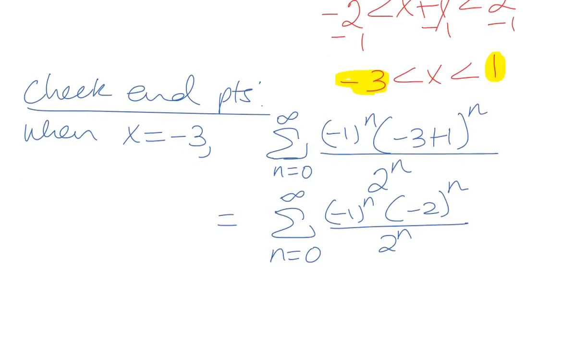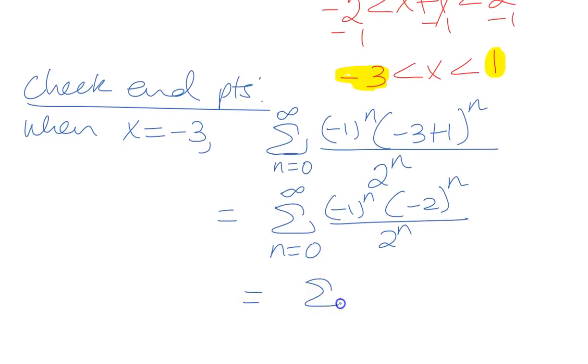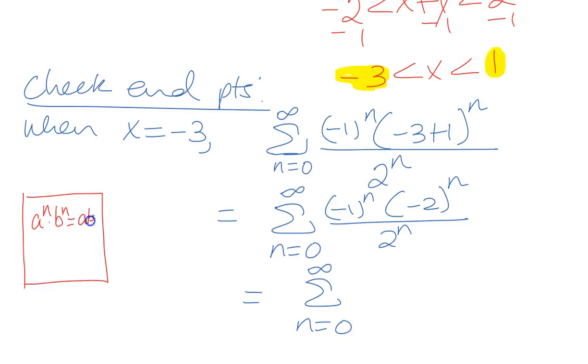Now look, we can use some algebraic properties for this, can't we? Let me recap something, guys. From algebra, let me recap that in this corner. A to the n times b to the n. Isn't that a, b, parenthesized to the power n?